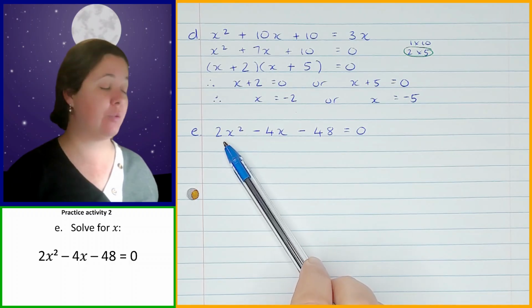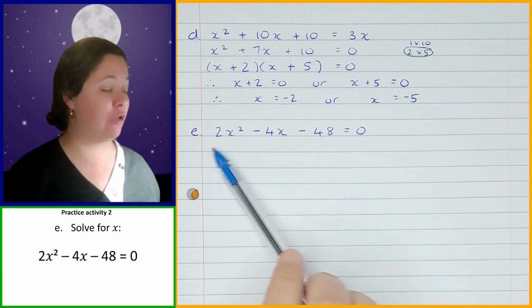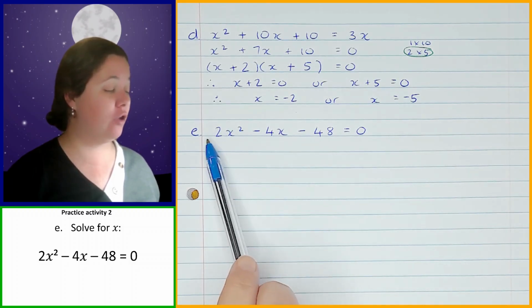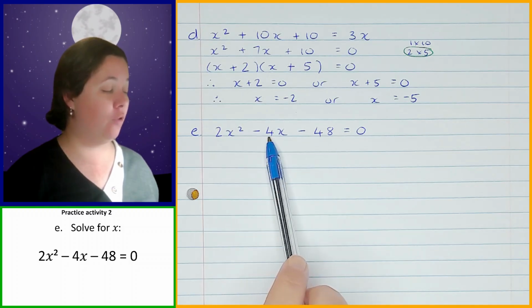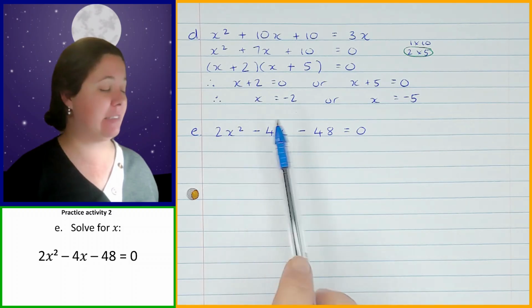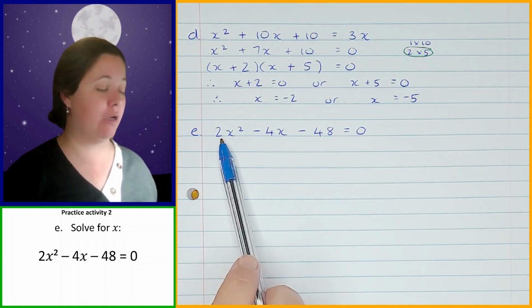I've got 2x squared. And like I said before, we haven't learned yet how to factorize a trinomial with a coefficient of x squared. But if you look, I've got 4 over here and I've got 48 over here. So 2 is actually a common factor. I can divide all of those by 2 and then I won't have the 2 over here anymore.